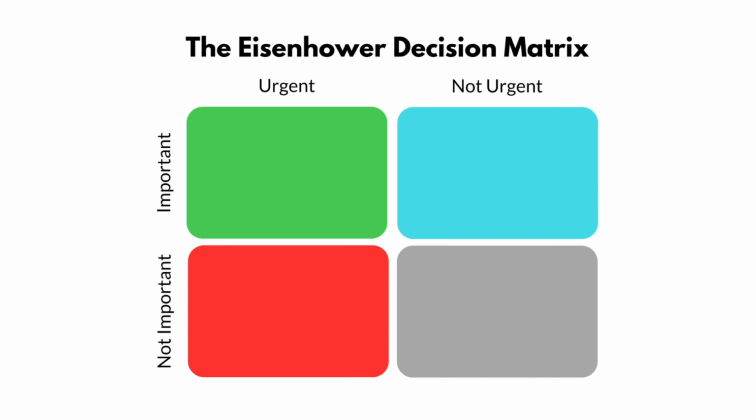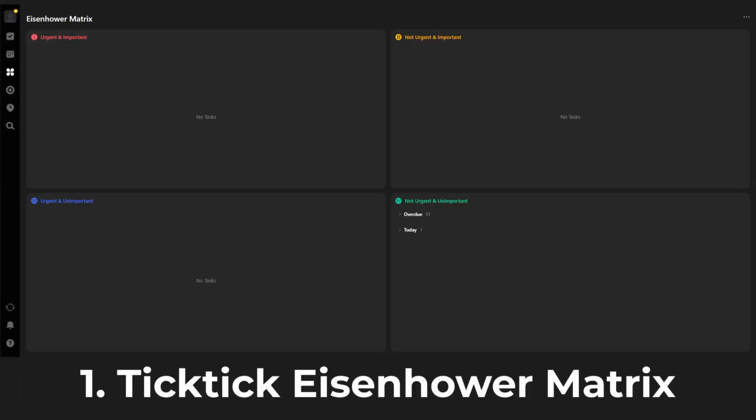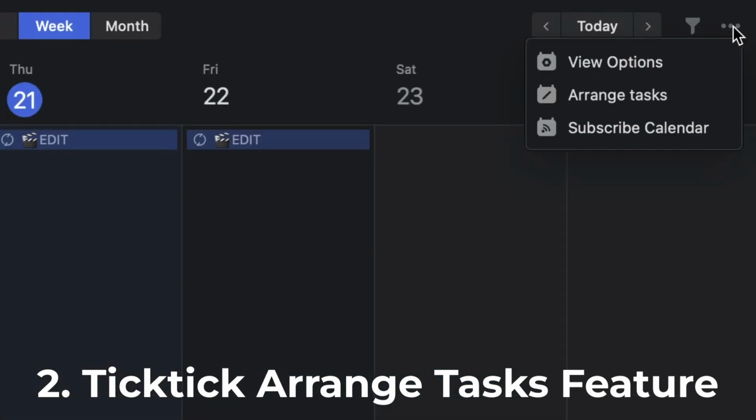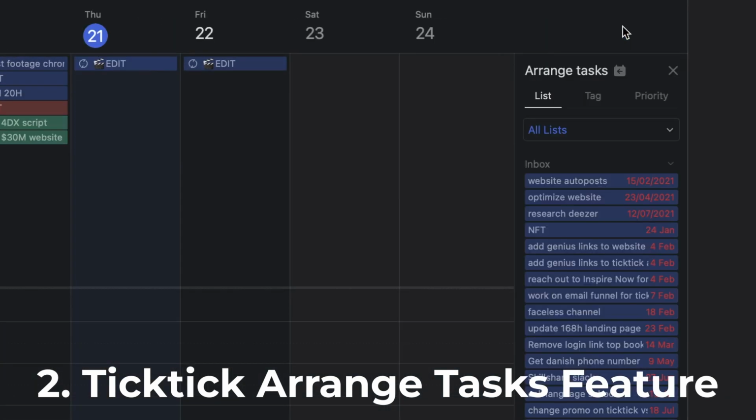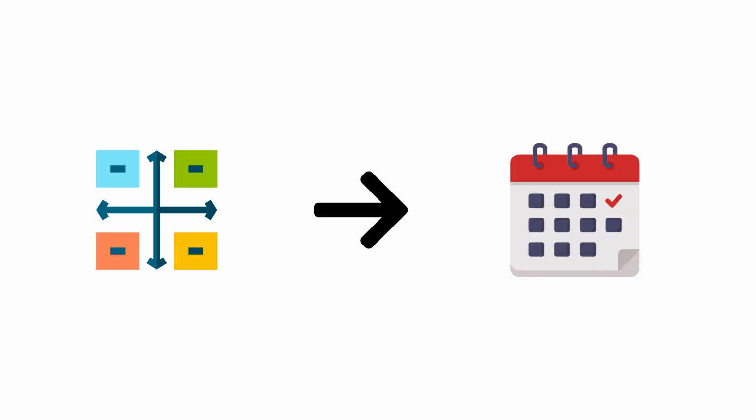If you want to try this right away while watching, I will be using TickTick, which is my favorite productivity tool of all time. And in this video, we're going to be using mainly two amazing features. Number one, the actual Eisenhower Matrix feature, which comes built into the tool. And number two, the arrange tasks functionality, which I've talked about many times before, and it will enable us to plan our tasks in the calendar.